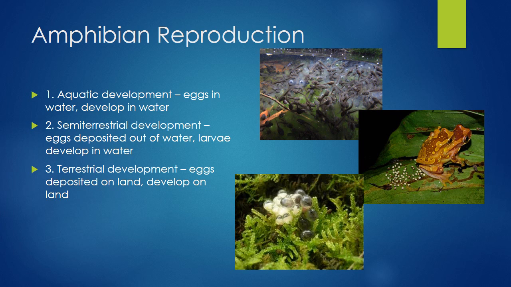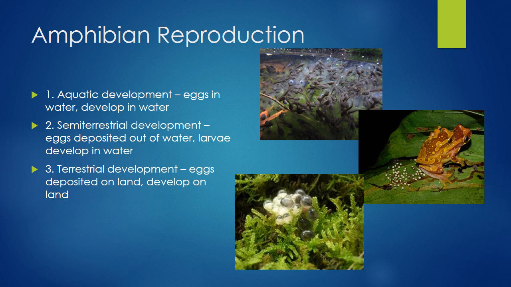So generally in amphibian reproduction, there are three different approaches to development. There's the aquatic development, where eggs are deposited in the water and the juveniles develop in the water. There's semi-terrestrial, where eggs are deposited outside of the water and larvae develop in the water. That usually happens in areas where the eggs can be deposited, like on leaves above a pond or above a body of water, and when they hatch they fall into the water. So the eggs are a little more protected from predators than just being in the water, but it still allows for development in the water.